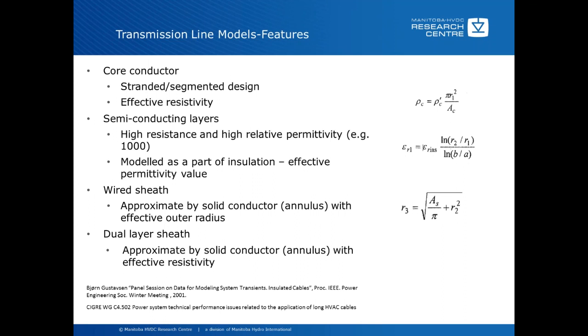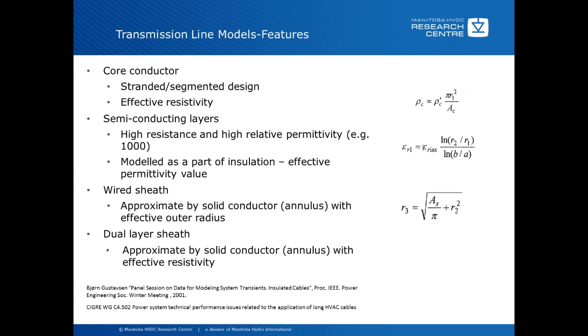The semiconductor layers change the effective permittivity value of the insulation. The effective permittivity value can be calculated from a formula, but in PSCAD you can directly enter the semiconducting layer information. All you have to enter is the thicknesses of the semiconductor layers. PSCAD will internally calculate the effective permittivity value.